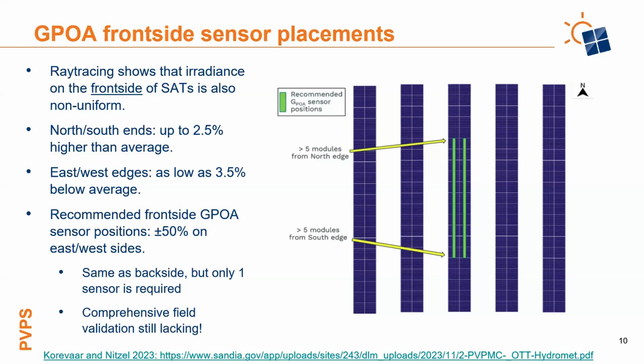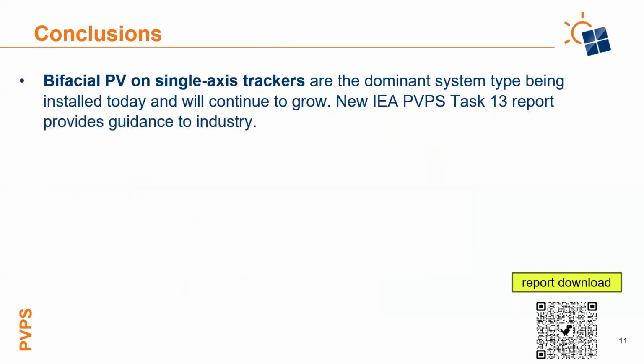I will add to this. We've done a lot of validation of the rear irradiance measurements, but I think this is still lacking a real comprehensive field validation. So that's an open task for the community. Just to summarize, I think we're going to see a lot more bifacial trackers into the future, and we hope that our report is going to help the industry design better bifacial tracker systems.